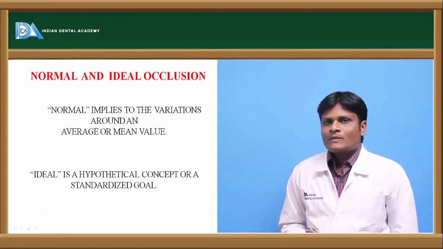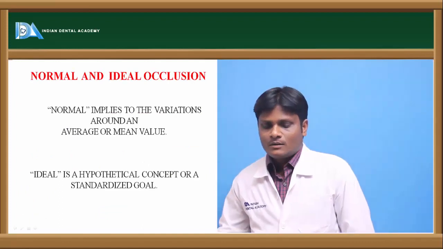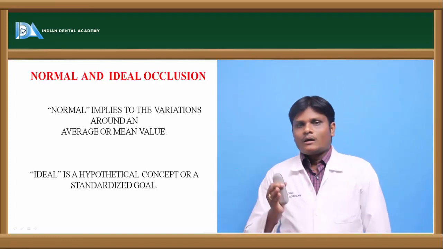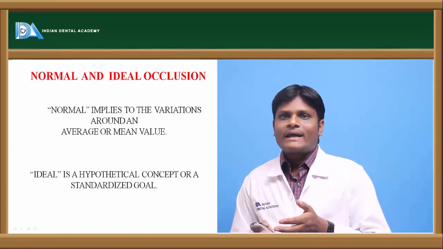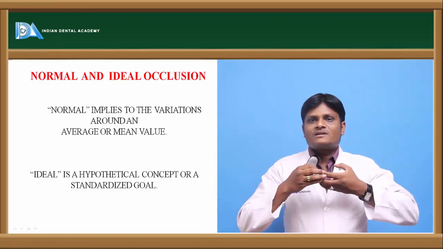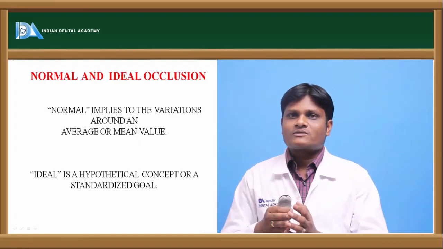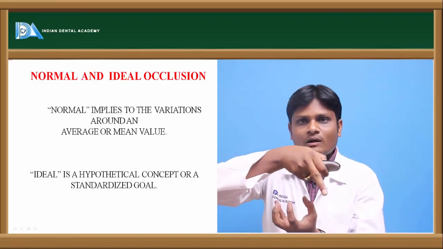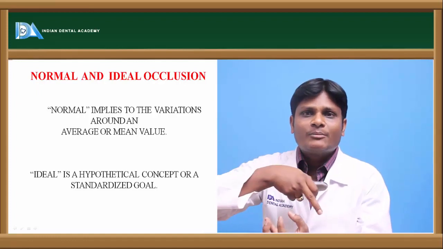Now, what is a normal occlusion and what is an ideal occlusion? We have a lot of confusion between these two, but the ideal occlusion is a hypothetical concept, whereas normal occlusion is the occlusion with all its features closer to the ideal occlusion. That means ideal is a center, and normal occlusion includes all the occlusal features which are in close relationship with this ideal hypothetical concept.